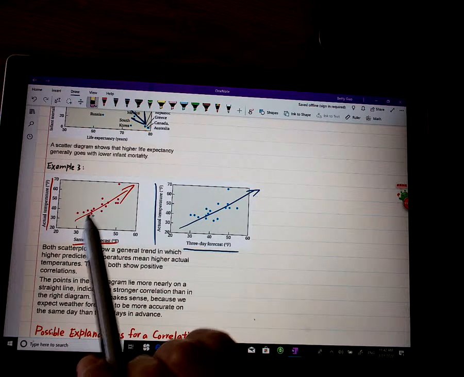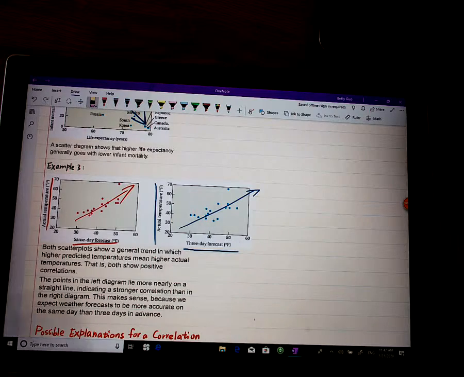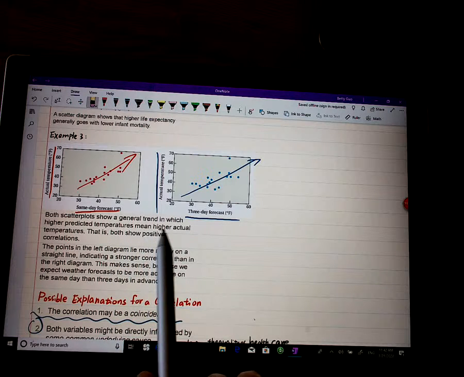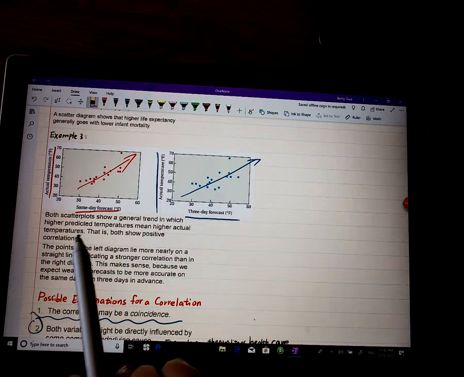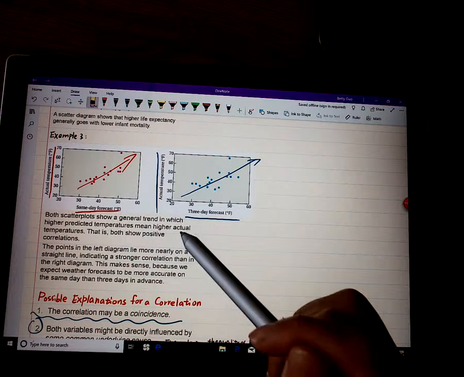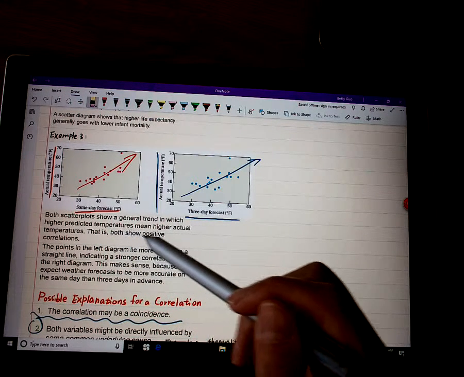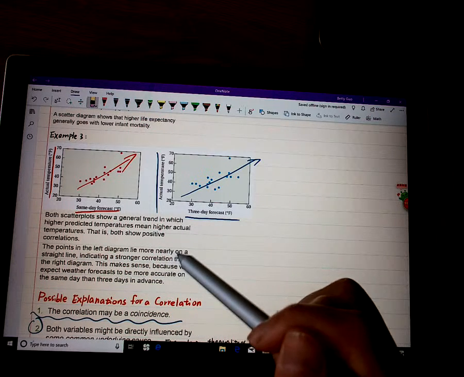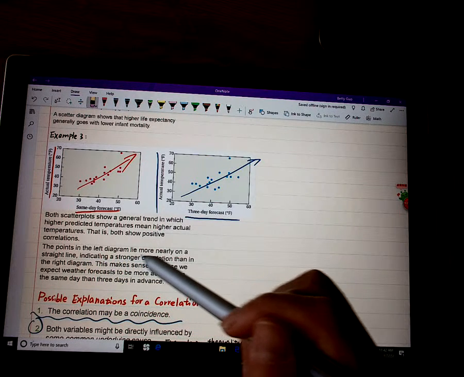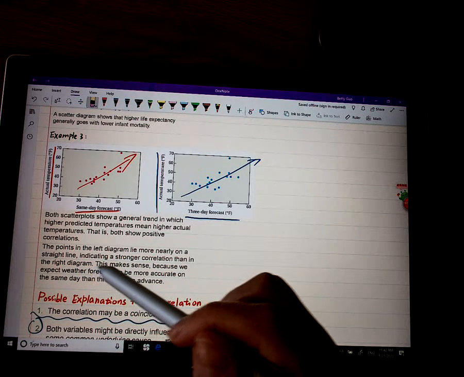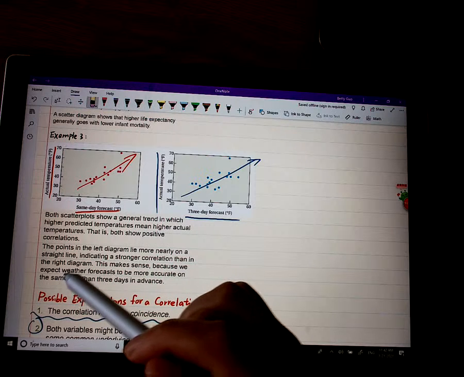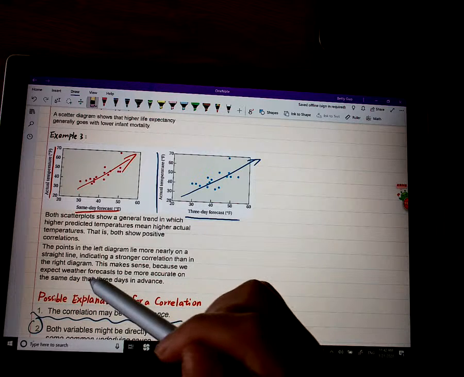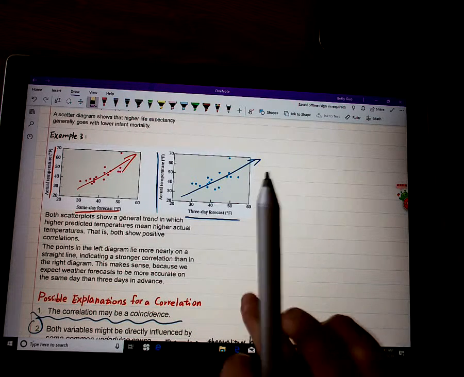So the strength of the correlation, this one is bigger than this one. Does that make sense? As we have here, in this paragraph, both scatter plots show a general trend in which higher predicted temperatures mean higher actual temperatures. That is, both show positive correlations. The points in the left diagram lie more nearly on a straight line, indicating a stronger correlation than in the right diagram. This makes sense because we expect weather forecasts to be more accurate on the same day than 3 days in advance. All right.